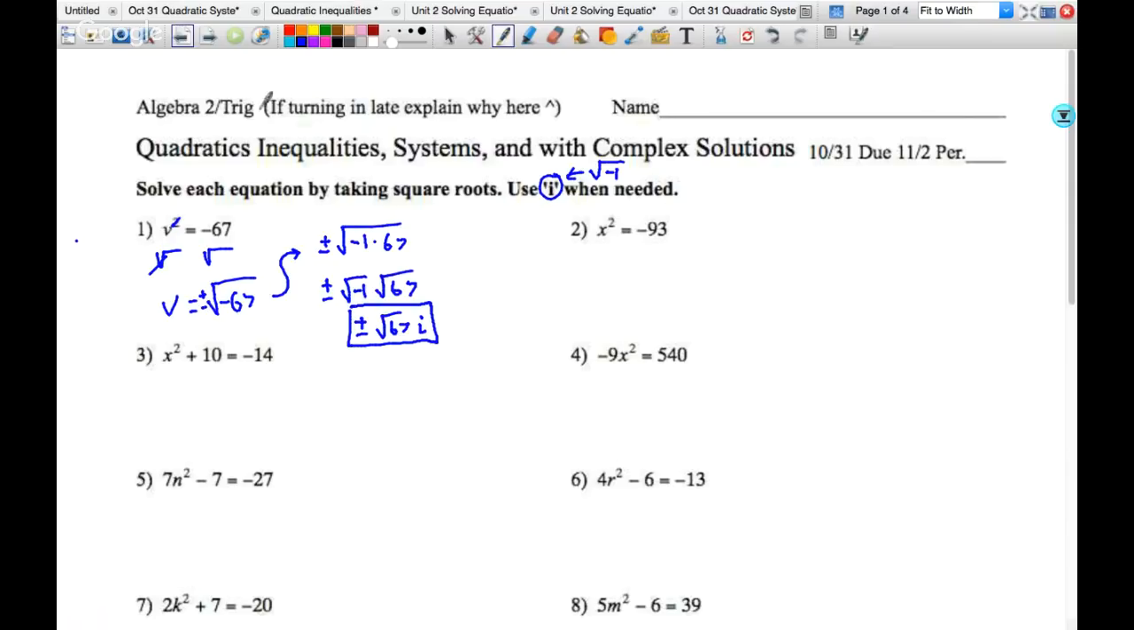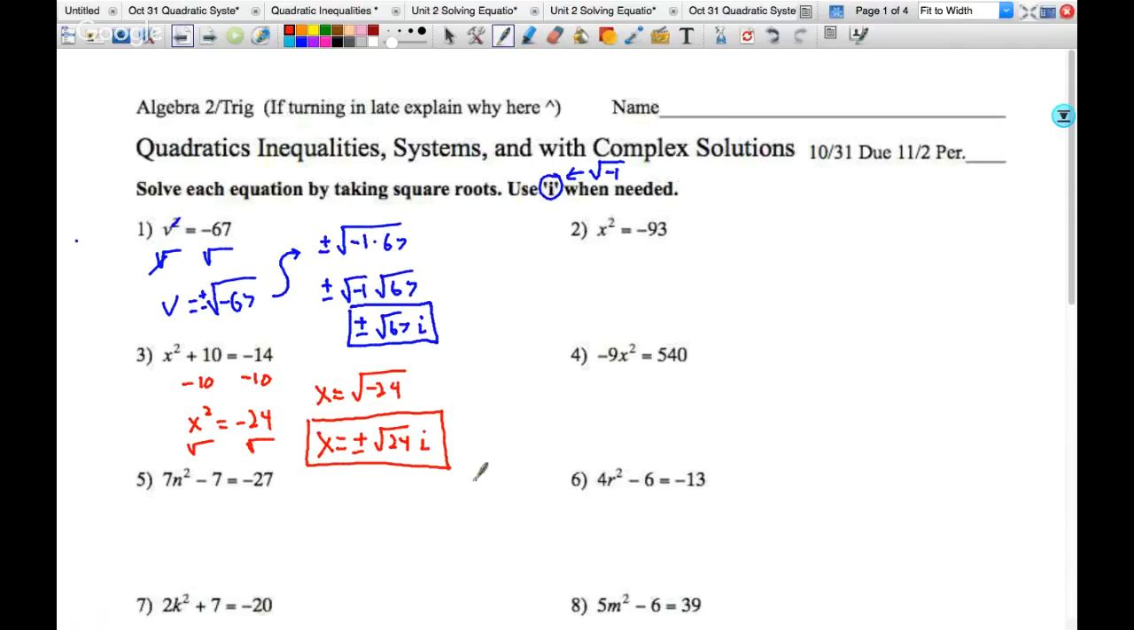Let's try this with a problem like number 3. In number 3, I can subtract 10 from both sides. I'll get x squared equals negative 24. Take the square root, take the square root. x equals the square root of negative 24. The negative pops out as an i, and I'll get that x equals plus or minus root 24 i. And this is a fine answer.